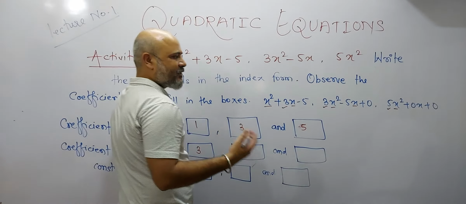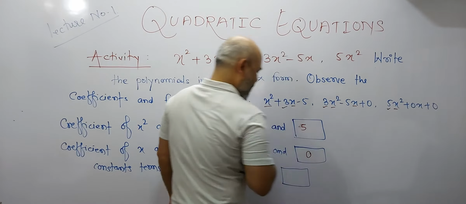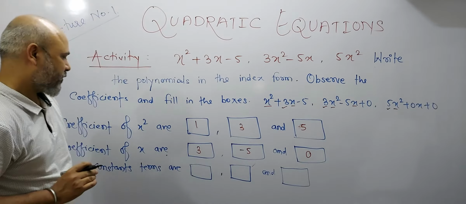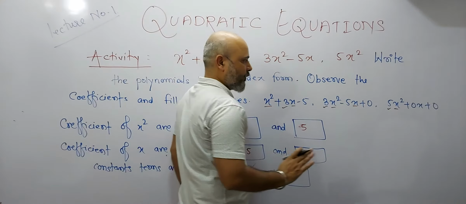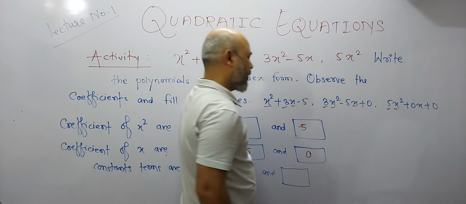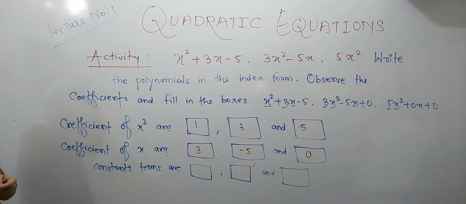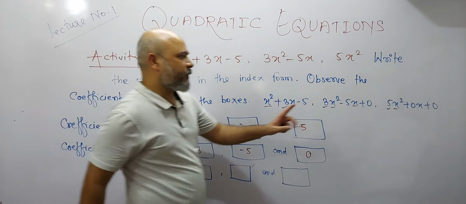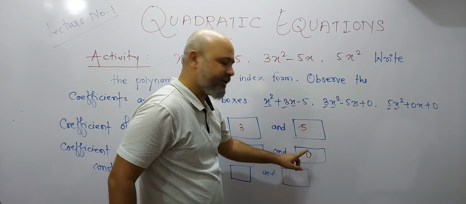And the third one is the constant. What is the constant? 0 is the constant. So what is the coefficient of x in the third polynomial? The coefficient of x in the third polynomial is 0. So therefore you write here 0.